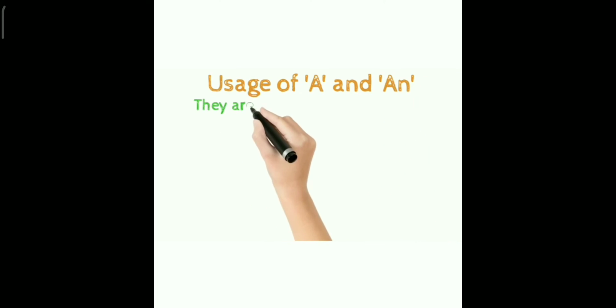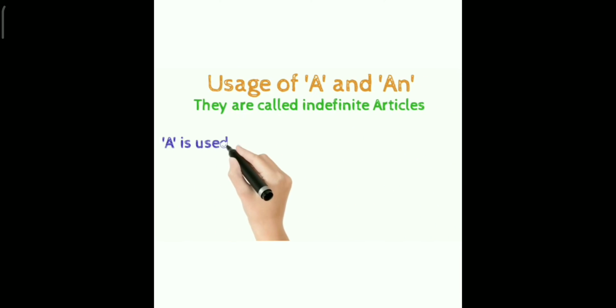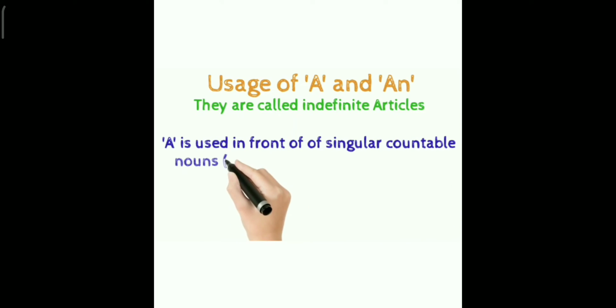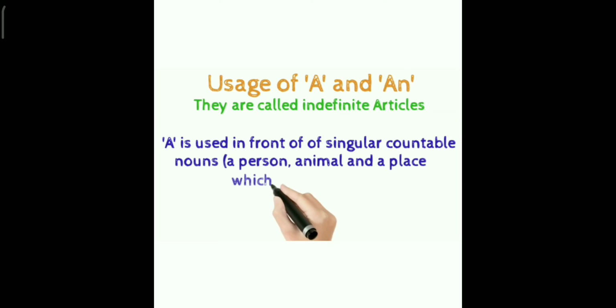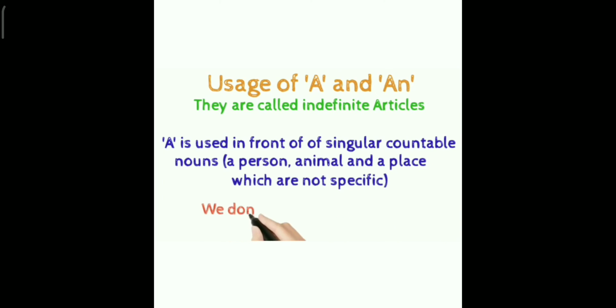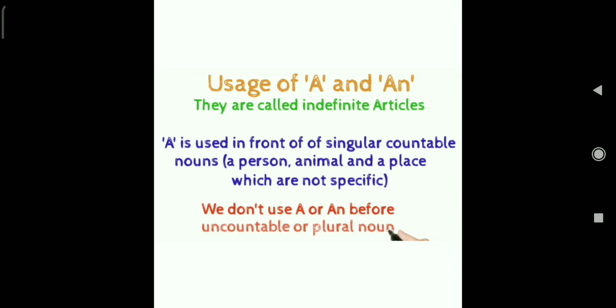Now let us revise the usage of a and an. A and an are indefinite articles and they are used in front of singular countable nouns. It can be a person, place, animal, or a thing, which is not specific. We don't use a or an before uncountable or plural nouns.